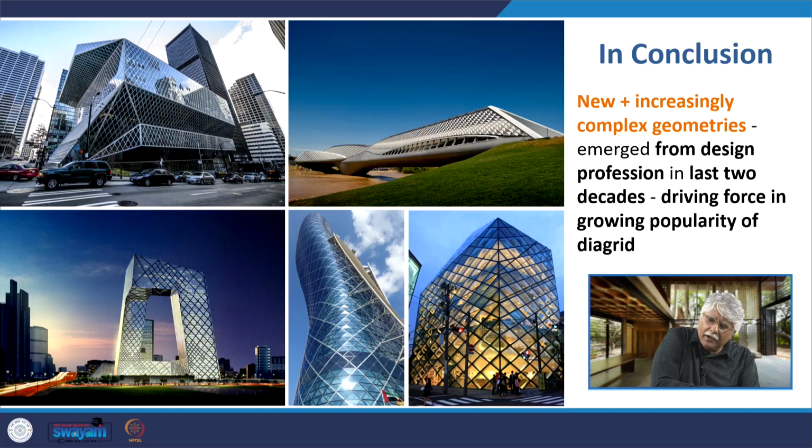In conclusion, it is the new and complex geometries that have been emerging from the design profession in the last 2 decades that are the driving force behind buildings that are using Diagrid. In all the 5 buildings that I am repeating in this slide, all of them have complex geometries: the Seattle Central Library, the CCTV Headquarters, this bridge by Zaha Hadid, the Capitol Gate building, and the Prada building by Herzog and de Meuron, Japan.